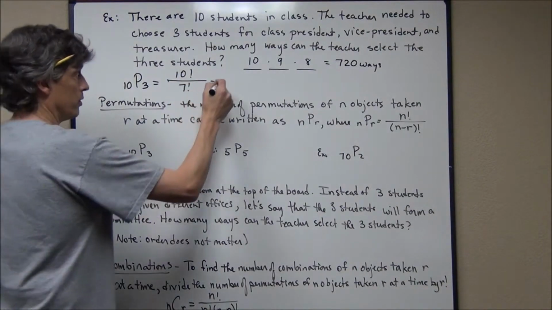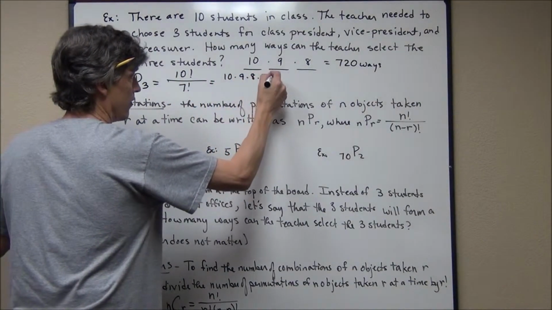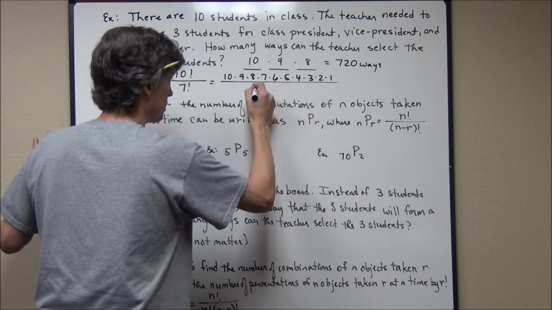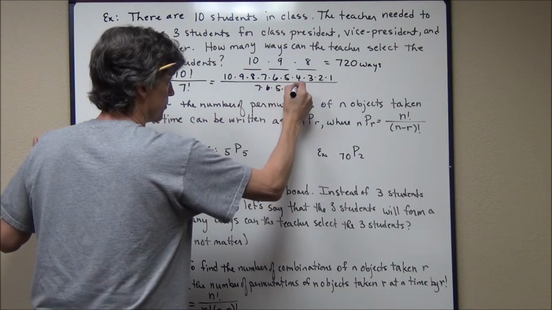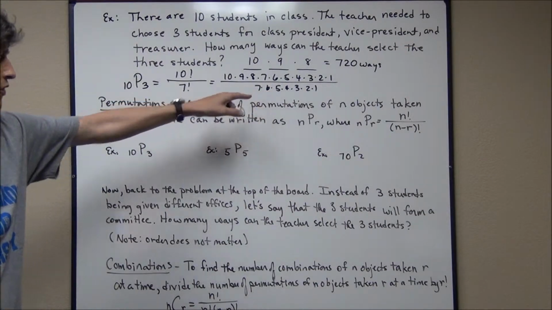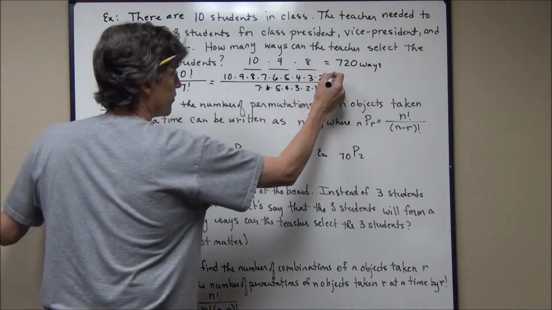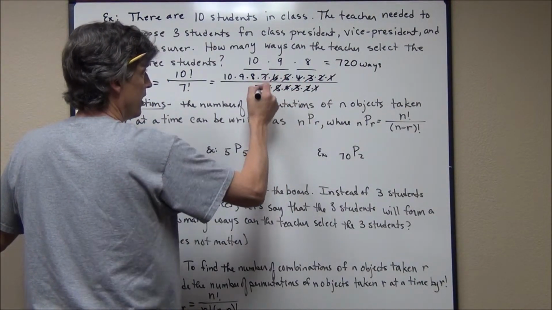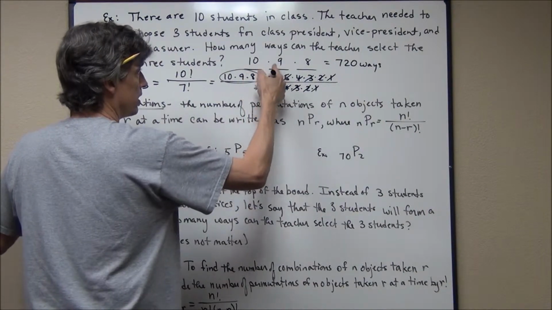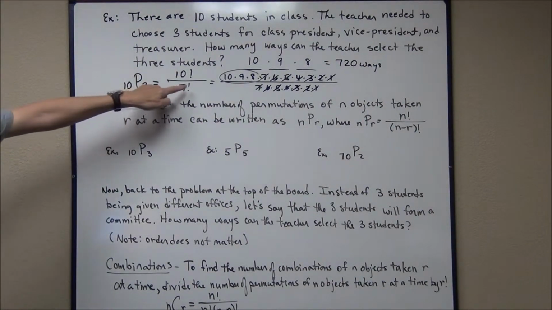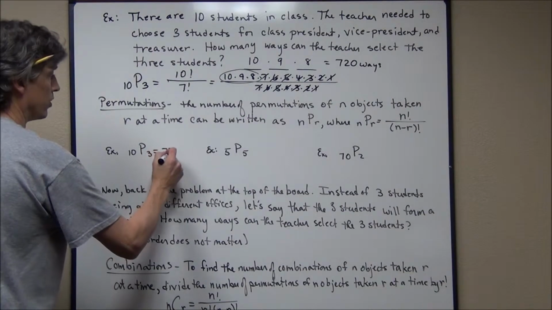So those are big numbers. This is 10 times 9 times 8 times 7 times 6 times 5 times 4 times 3 times 2 times 1, all over 7 times 6 times 5 times 4 times 3 times 2 times 1. I don't want to multiply that out. But look, I don't have to. These are going to all cancel, common factors, top and bottom. And then I leave 10 times 9 times 8, or 720 ways. Either way, I work the problem out. So this case right here is equal to 720.